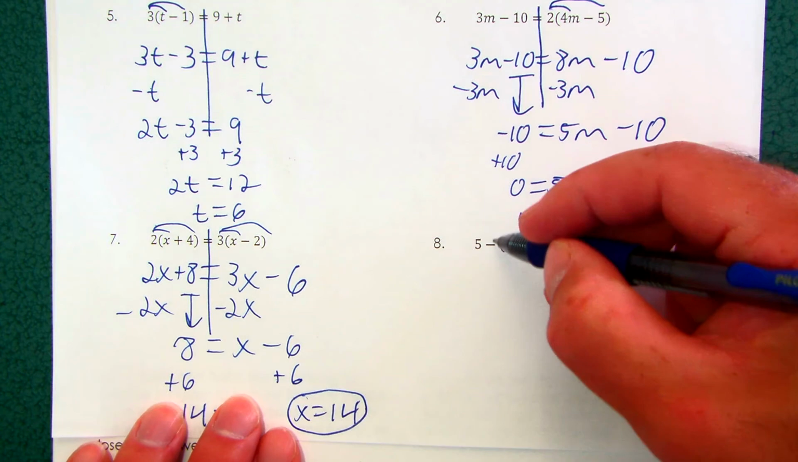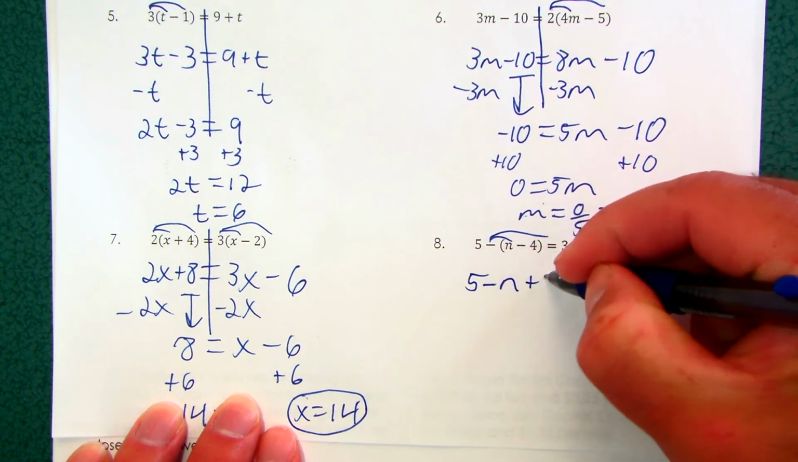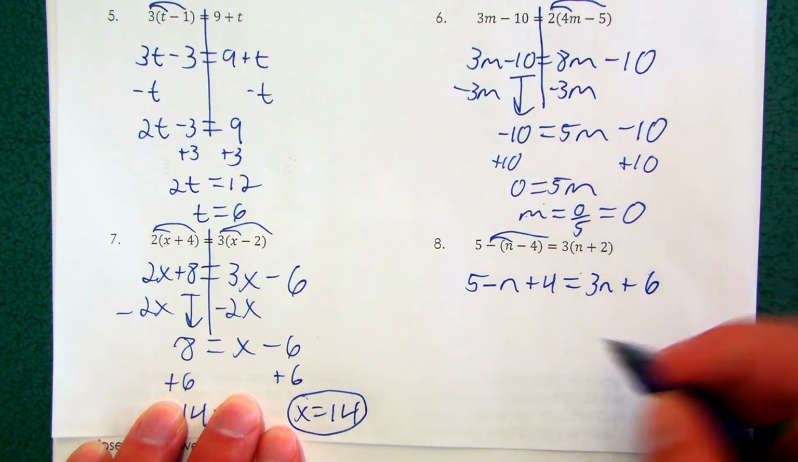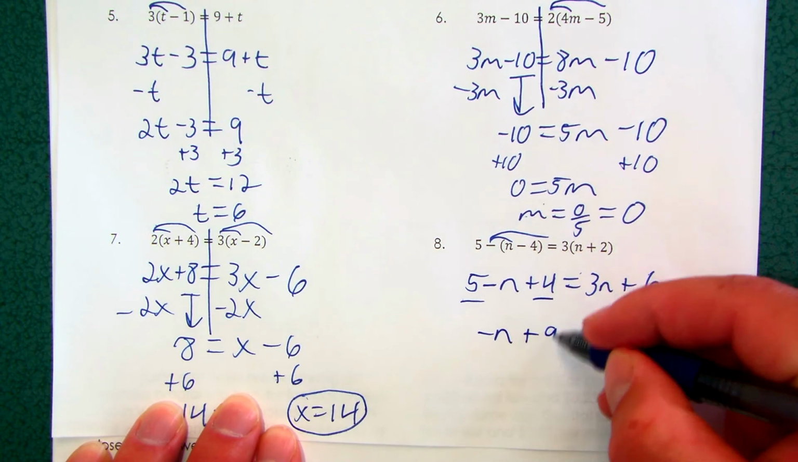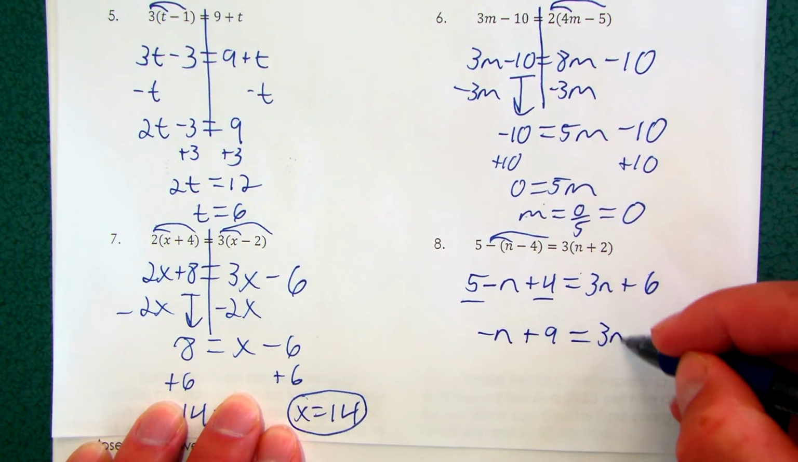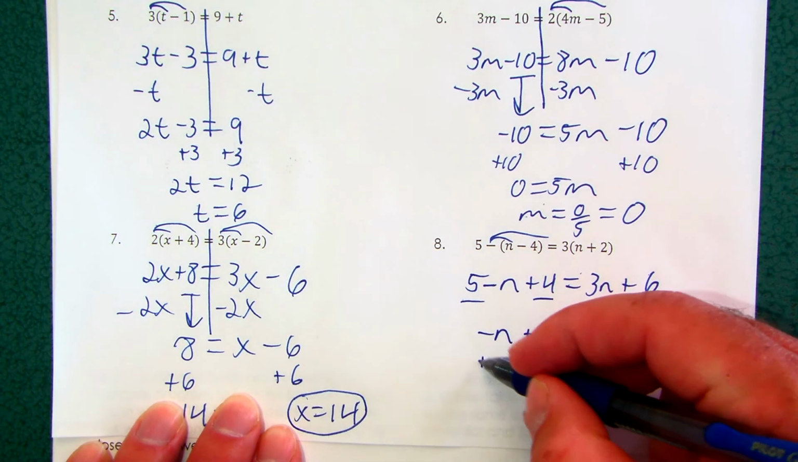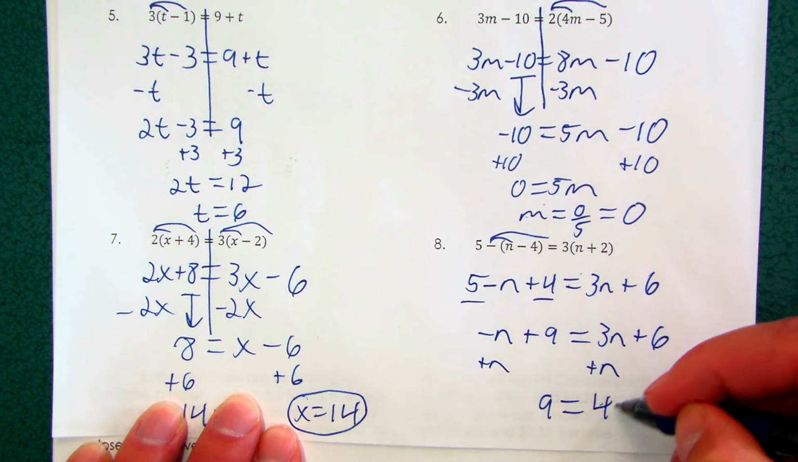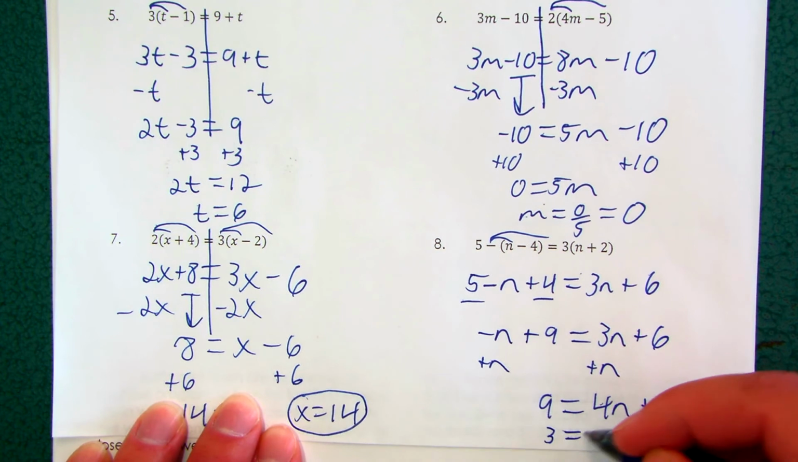And over here, you've got to distribute a negative. So it's going to be 5 minus n plus 4 equals 3n plus 6. Combine your like terms there. 5 plus 4 is 9 equals 3n plus 6. Add n to both sides. We get 9 equals 4n plus 6. So we're going to get 3 equals 4n.